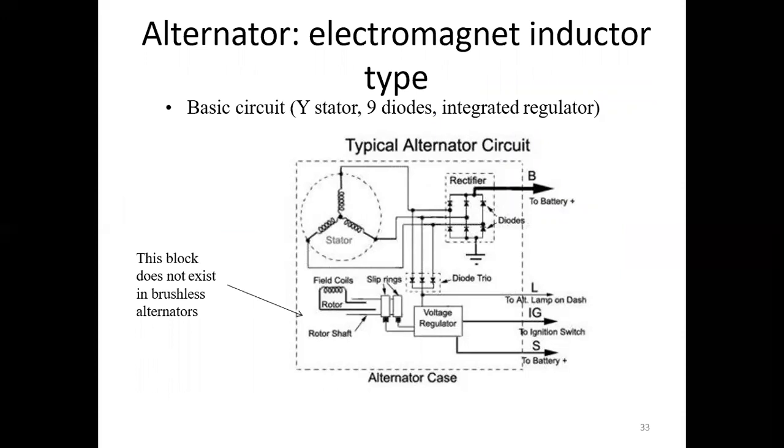That is the basic Y-star, 9-diode, integrated regulator. In this block we have the stator, field coils, rectifiers, and voltage regulator. The terminals define the different connections: P to battery, L to lamp on dash, IG means ignition switch, and S means sense to battery. This alternator circuit defines the power supply to the different units.